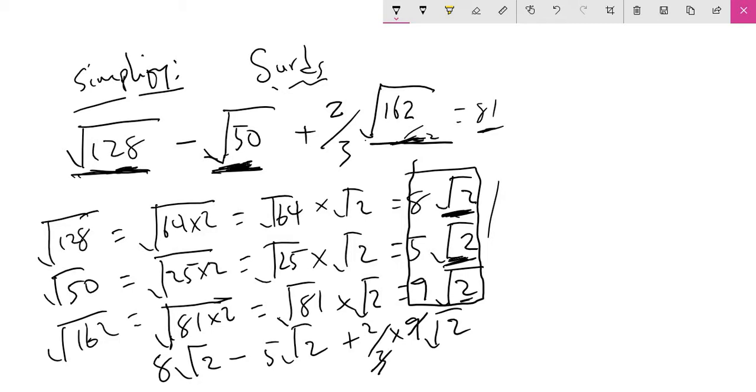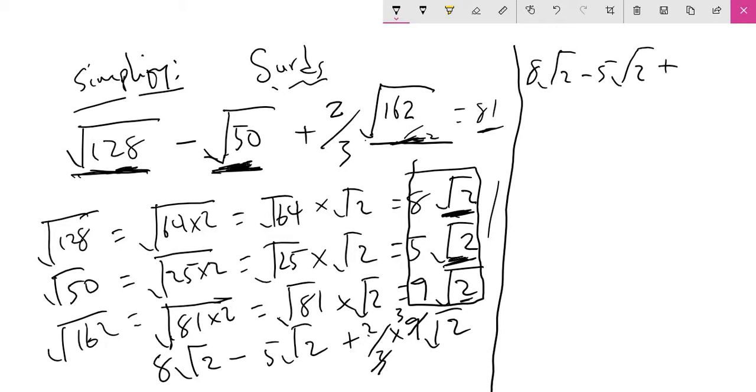3 times 3 gives 9, so 9 divided by 3 gives 3, and so this evaluates to 6, and then we can do some addition. Let me just do it on top here. So we have 8 root 2 minus 5 root 2 plus 2 times 3 gives 6 root 2. Now since again they have the same terms, we can add the coefficients. 8 minus 5 is 3, plus 6 is 9, so all this gives 9 root 2. I hope this was a good exercise of combining addition, subtraction, and simplification.